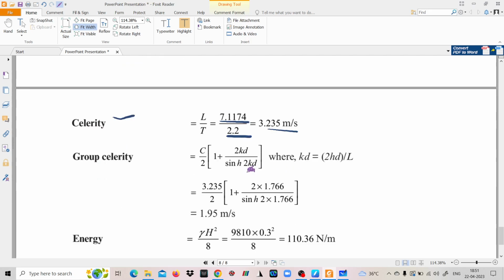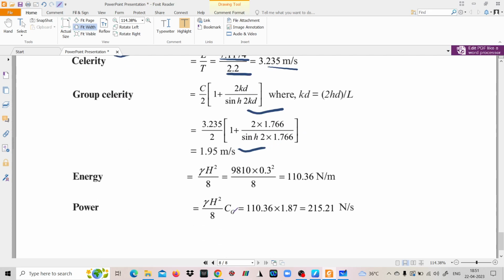Group celerity, this is the standard equation, you just put all the parameters, you get the answer. The energy of the wave is given using gamma. Gamma is what? The unit weight of the water. And the power is given using Cg, where Cg is nothing but the group celerity.